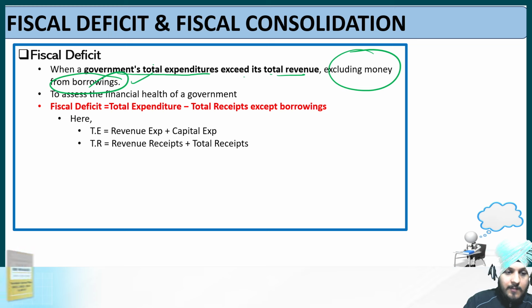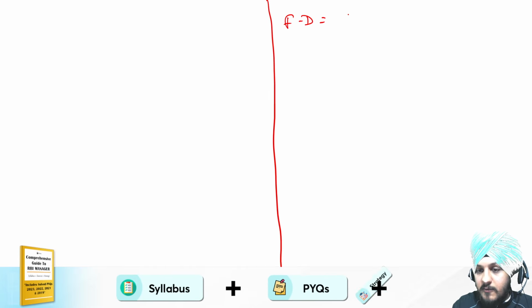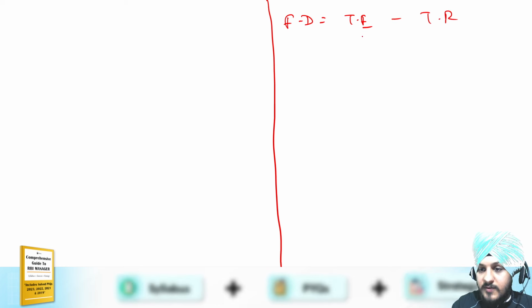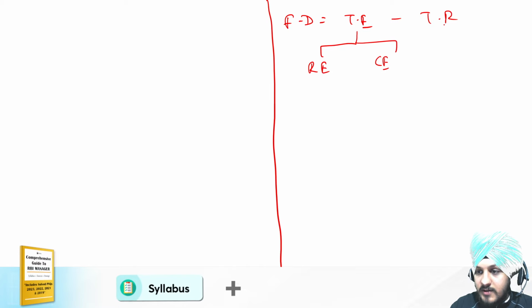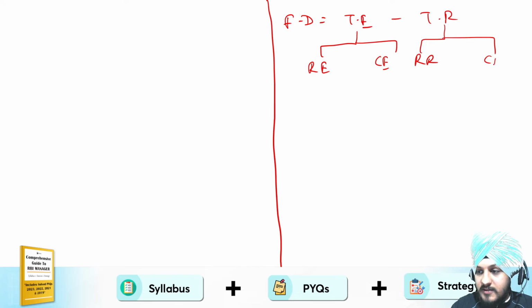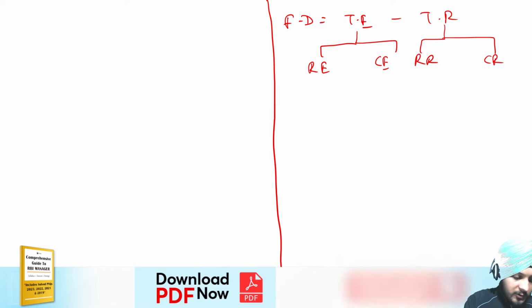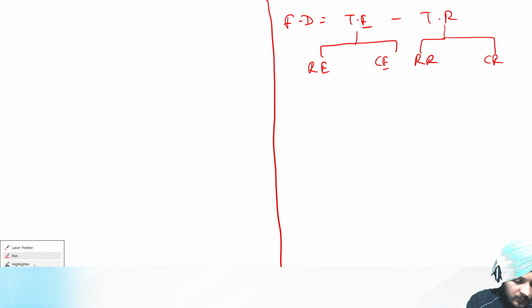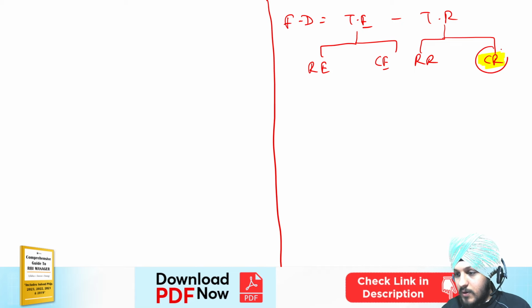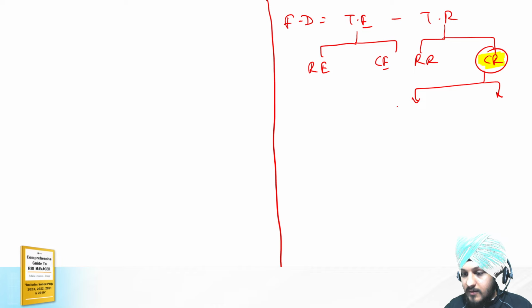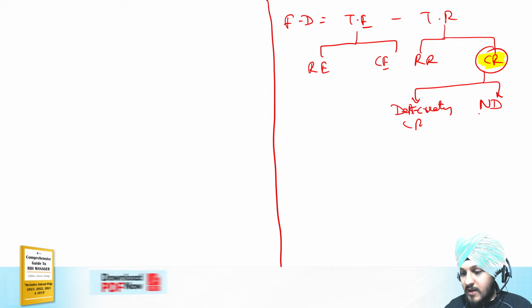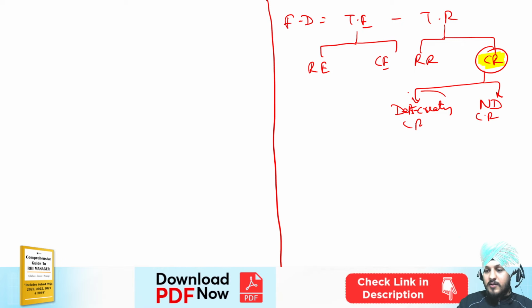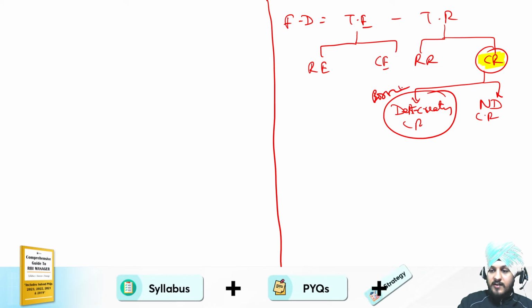We are going to understand it in a detailed manner, but let me open the white screen. Yes, so fiscal deficit is the difference between total expenditure and total receipts. Total expenditure includes the revenue expenditure and the capital expenditure, and the total receipts include the revenue receipts and the capital receipts. We are going to mainly focus on the capital receipts because this is what we have to understand in detail. The capital receipts will include debt creating capital receipts and non-debt creating capital receipts. Debt creating capital receipts are nothing but those which are a part of borrowings. This is just an overview.